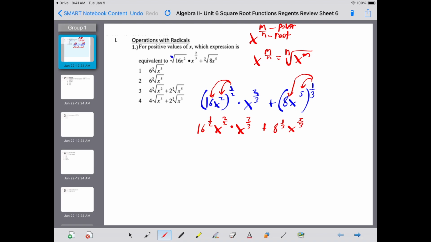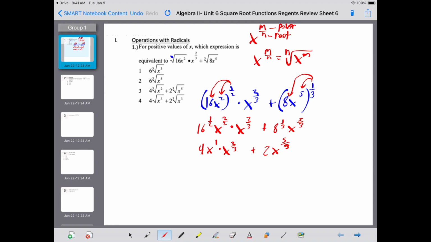So 1/2 power on the 16 is essentially just saying the square root. So square root of 16 is 4. You could also put it in your calculator if you feel like you can't do that math. X to the 2 over 2 is just x to the 1, first power, times x to the 2 over 3, plus 8 to the 1/3 is the third root of 8. 2 times 2 is 4, times 2 is 8. So it's going to be 2. So x to the 5 over 3.